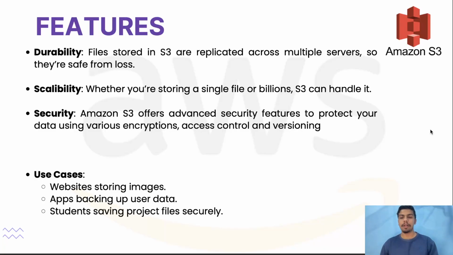Amazon S3 offers advanced security features to protect your data using various encryptions, access control, and versioning. Files that are stored in our S3 buckets are encrypted using strong encryption. Access control means only the admin or an authorized person can access our data. And versioning means, we all use GitHub or something to version our code. Like this, we can version our files and buckets in S3.